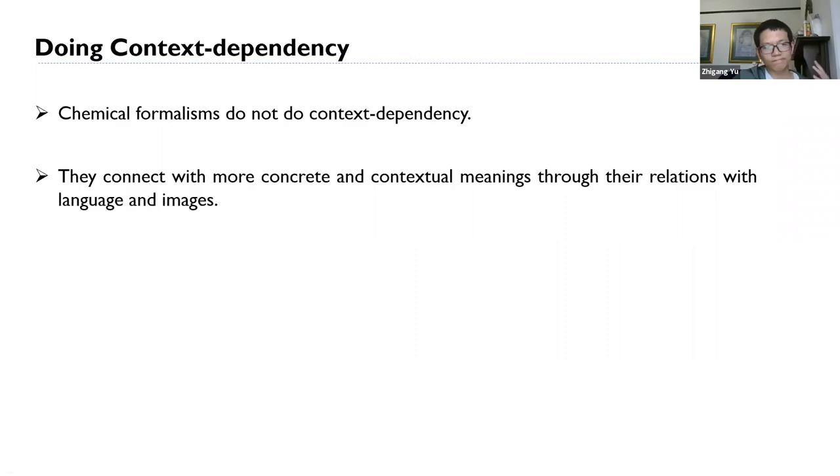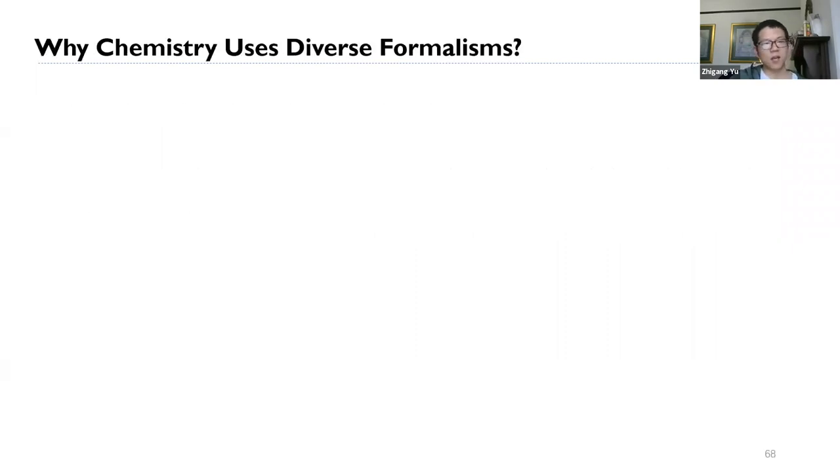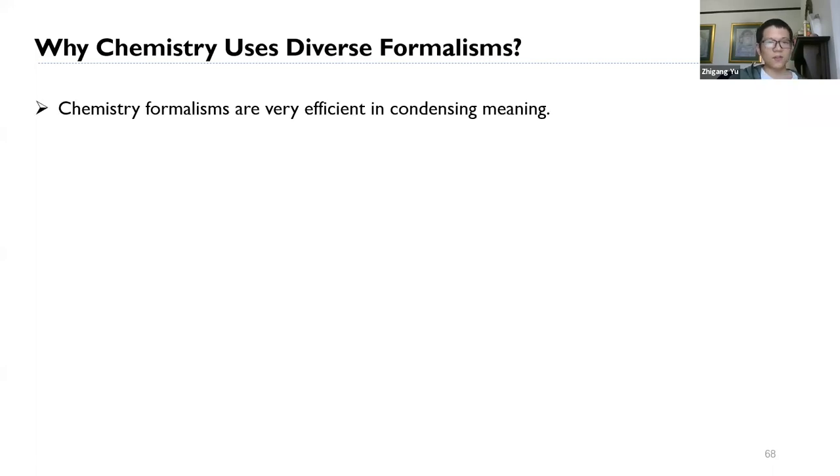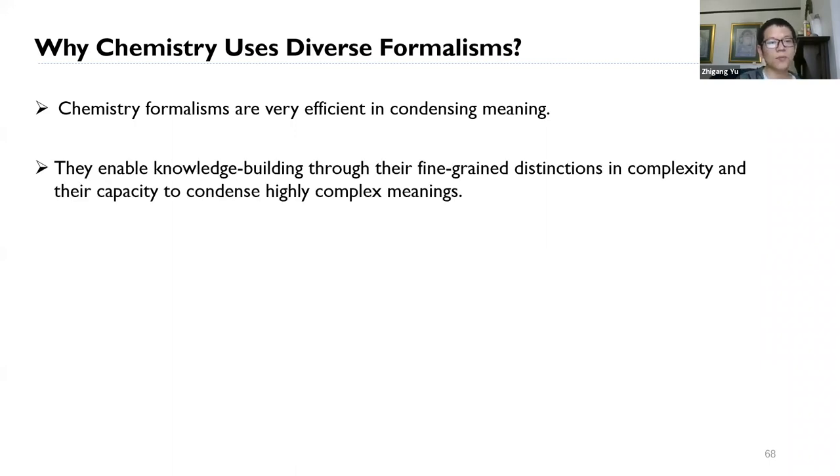So this is about context dependency. Why does chemistry use diverse formalisms? Coming back to my question, why does science use chemical formalism? This is an insight from chemistry. First, chemistry formalisms are very efficient in condensing meaning. I have elaborated this earlier. And the second point is that it enables knowledge building through their fine-grained distinction in complexity and their capacity to condense highly complex meanings.